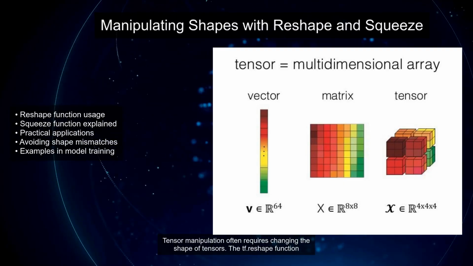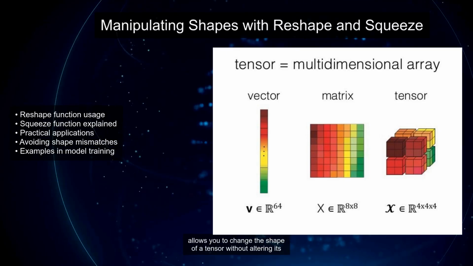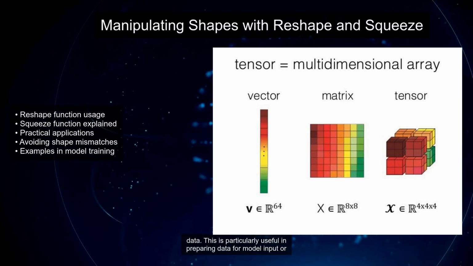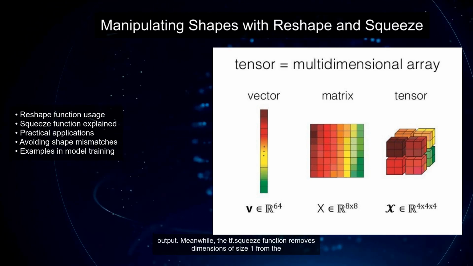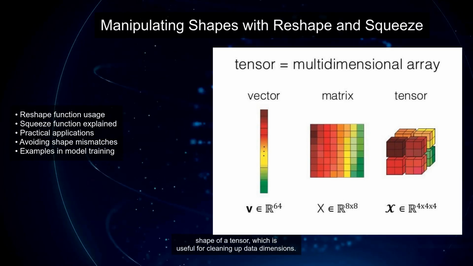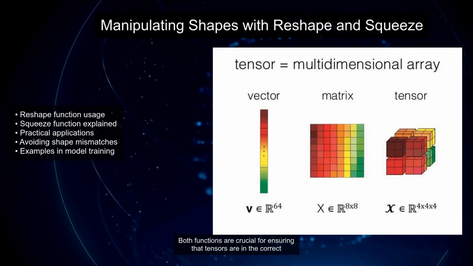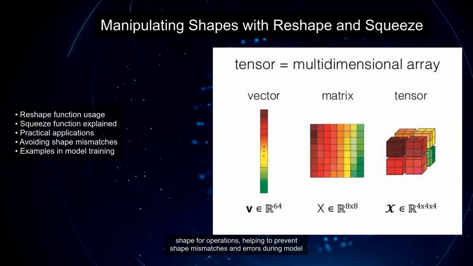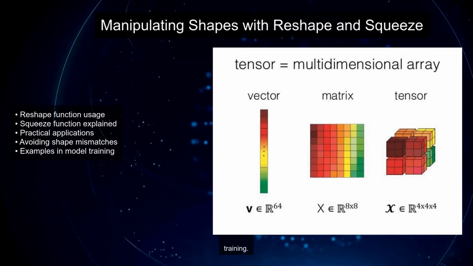Tensor manipulation often requires changing the shape of tensors. The tf.reshape function allows you to change the shape of a tensor without altering its data. This is particularly useful in preparing data for model input or output. Meanwhile, the tf.squeeze function removes dimensions of size 1 from the shape of a tensor, which is useful for cleaning up data dimensions. Both functions are crucial for ensuring that tensors are in the correct shape for operations, helping to prevent shape mismatches and errors during model training.